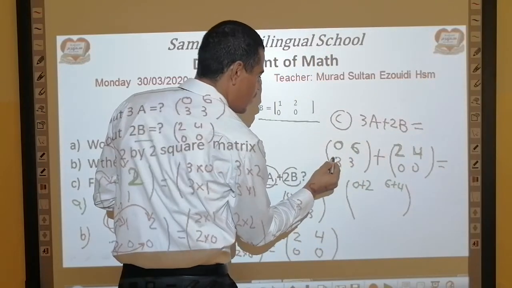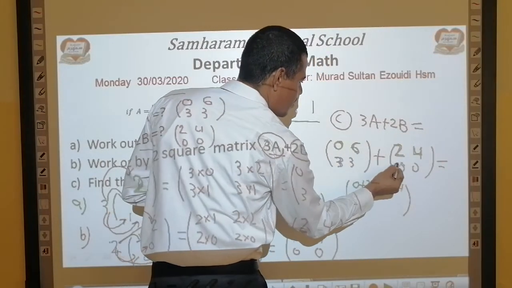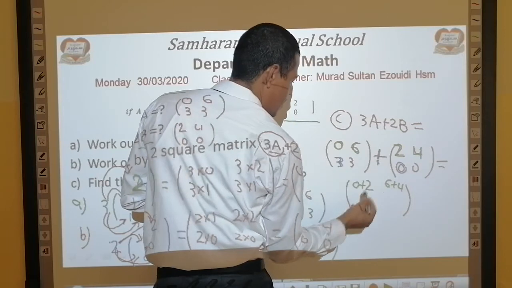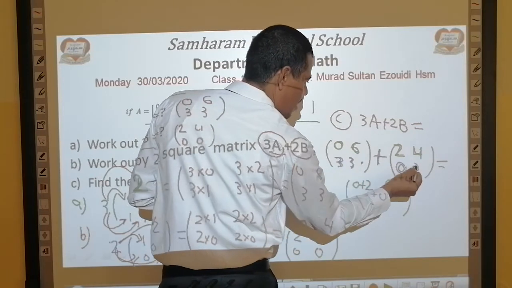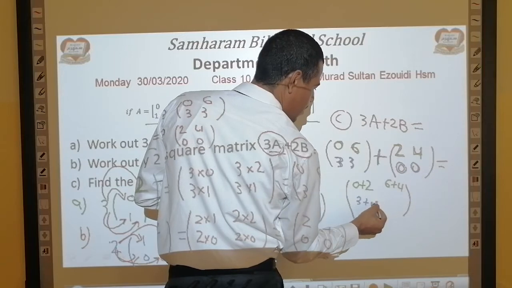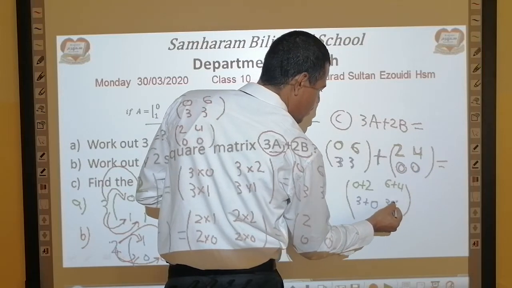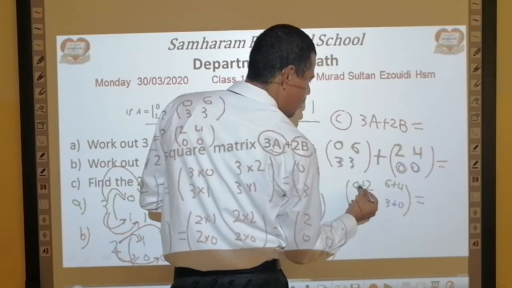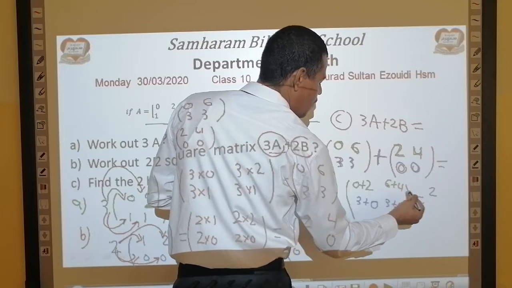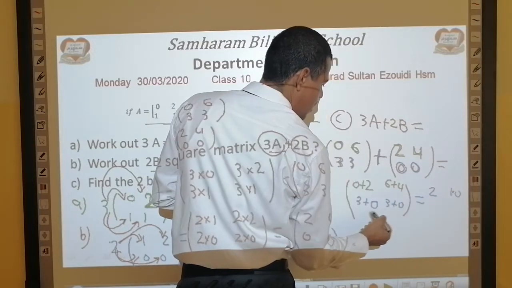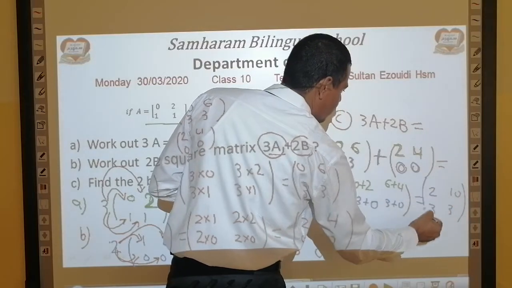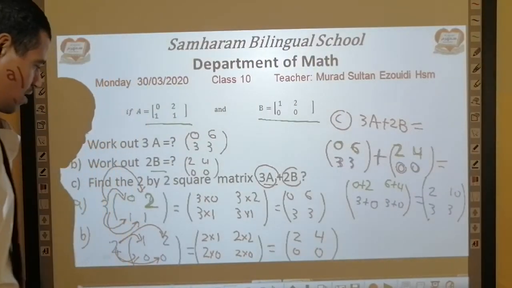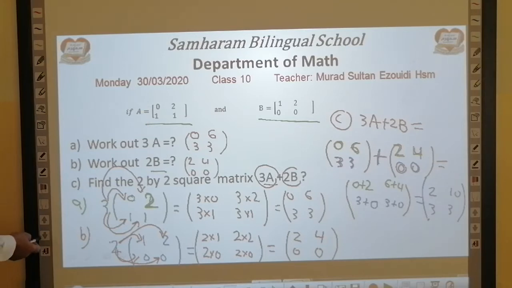I will make 3 plus 0. Why? Because here plus. 3 plus 0. Then 3 plus also 0. Then I will calculate my kids. 0 plus 2 is 2. 4 plus 6 is 10. 3 plus 0 is 3. And 3. This is the last answer. Okay? Is it clear? Okay.